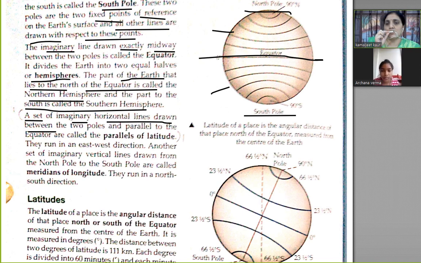between the two poles, parallel to the equator, are called parallels of latitude. What do we call them?